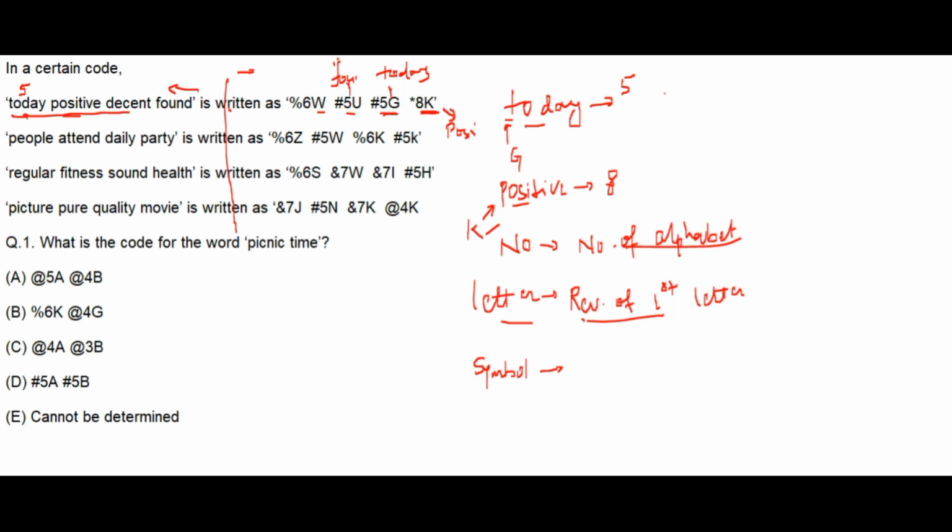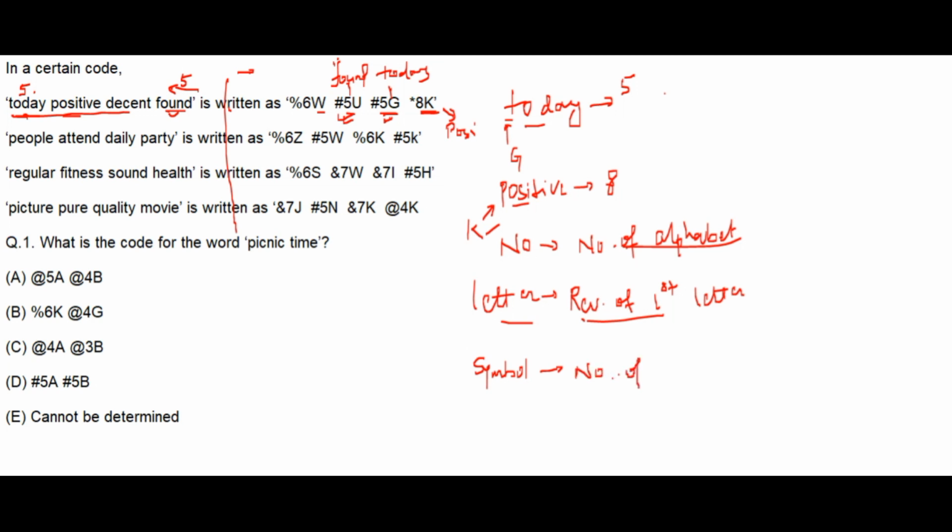Now here are the symbols. You can see that in these two coded elements, the symbol is the same. What is the logic? If I ask you the number of alphabets in today, 5. The number of alphabets in found, 5. So the number of alphabets is 5 in both today and found. The two common things are the number of alphabets, and the symbol is also common. So we can say that the logic behind the symbol is the number of alphabets.